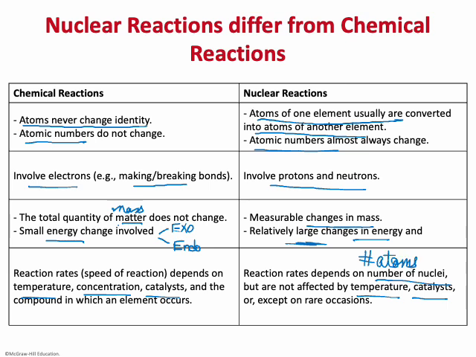Okay, so nuclei means nucleus, and who has a nucleus? Atoms have a nucleus. So if you want more nuclei, you need more atoms. So if you have more atoms, the nuclear reaction will be faster. If you have fewer atoms, the nuclear reaction will be slower. Okay, so that's the major difference between the two.